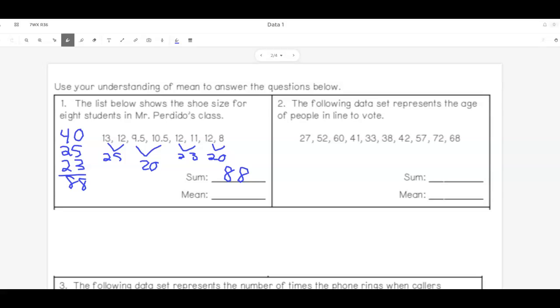Now, my next step to get the mean is to divide my 88 by however many numbers were in my set. Well, let me double check. I've got 1, 2, 3, 4, 5, 6, 7, 8. So, 88 divided by 8.